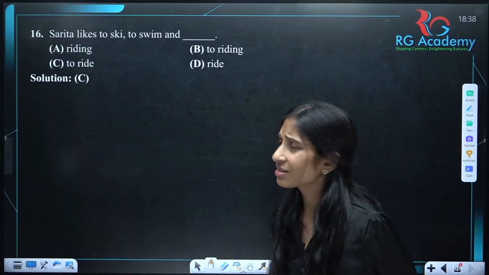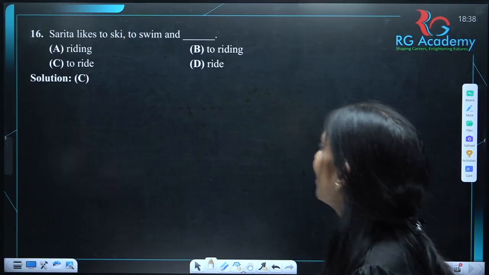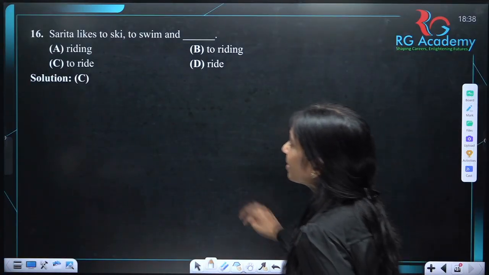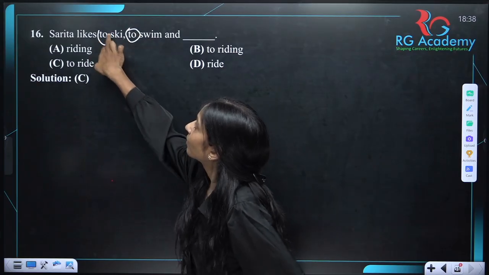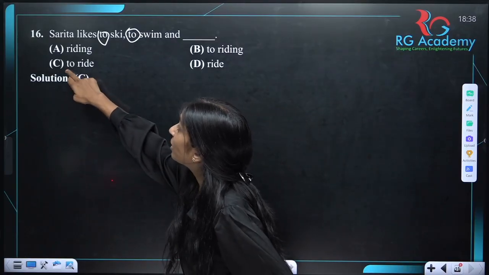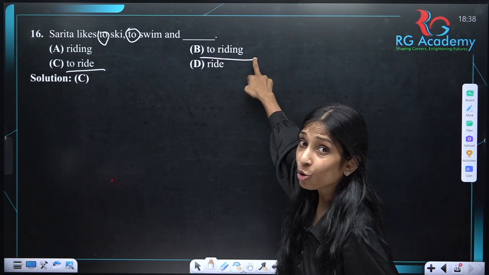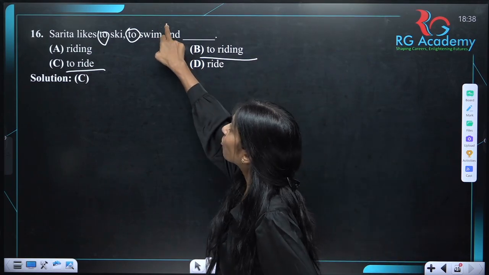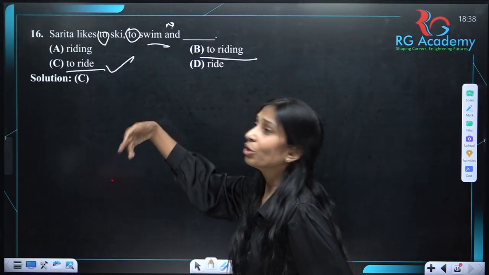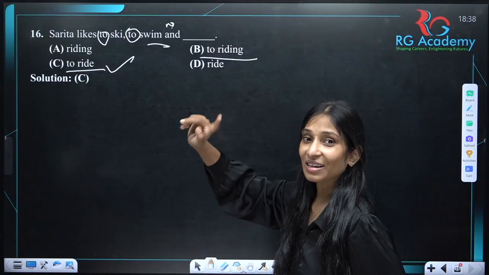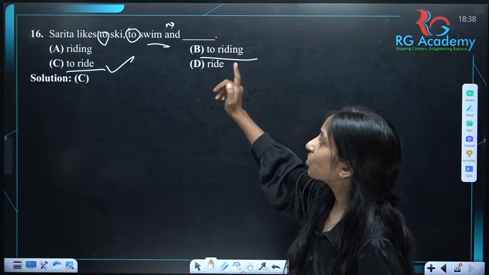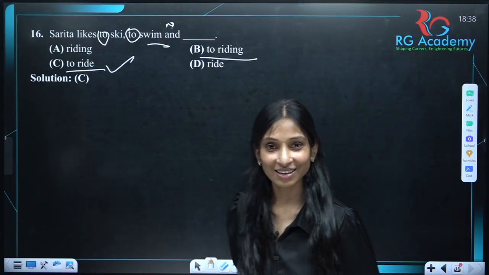Now let us see the last question of today's lesson, that is Sarita likes to ski, to swim. So can we see the word to before both the verbs? Yes. So let us directly see, and it will be to ride, not to riding. Why not to riding? Because we do not have an ing form of verb here, right? We just have the first form of verb. So here also to and the first form of verb, that is to ride. So the correct answer is to ride. Sarita likes to ski, to swim and to ride, right?